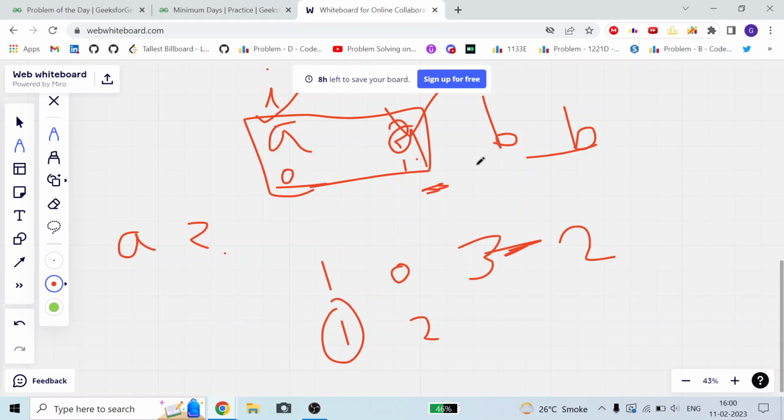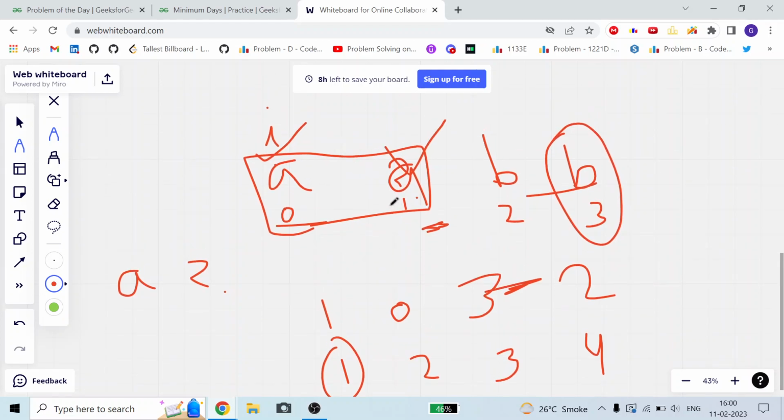Now I need to change this b as well. Now this b is index 2, this b is index 3. For changing this particular b at index 2, I need to wait for 3 days. For changing this particular b at index 3, I need to wait for 4 days. So what I will do, I will again change this particular b.